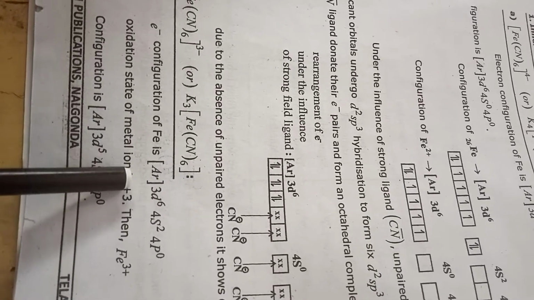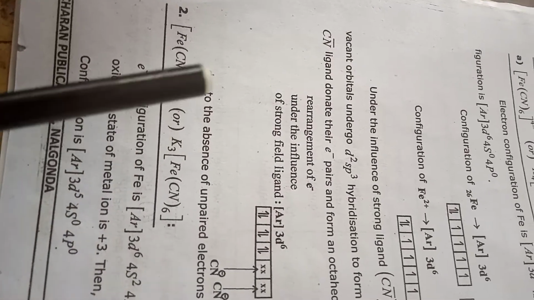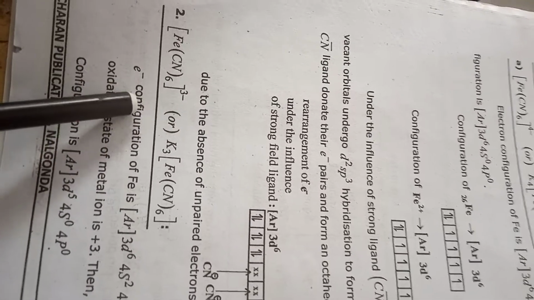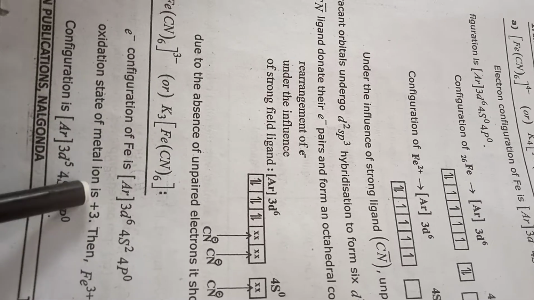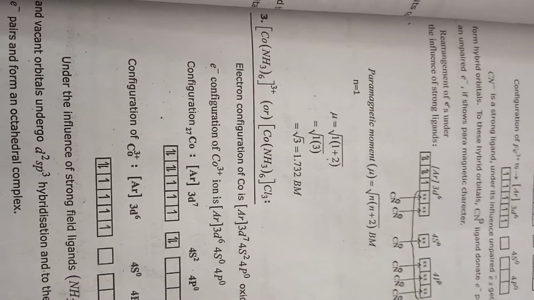Here K3[Fe(CN)6], or otherwise [Fe(CN)6]3-, you can write like this also, no problem. Here the iron ion oxidation state is plus 3. Okay, I hope you have understood. Like that you can complete this complex. So this is the application of VBT theory.